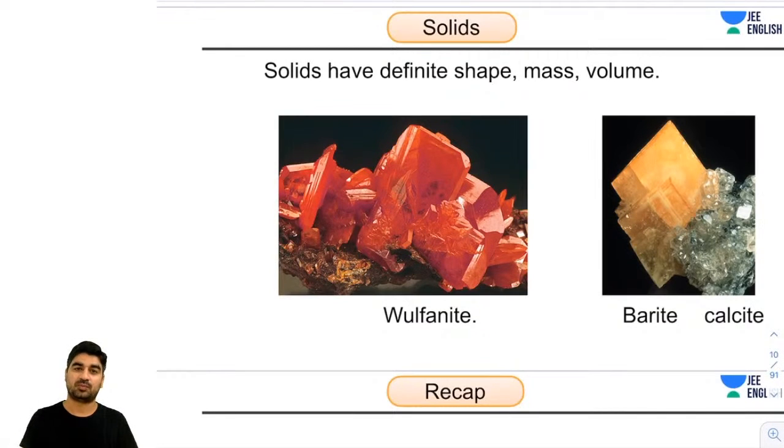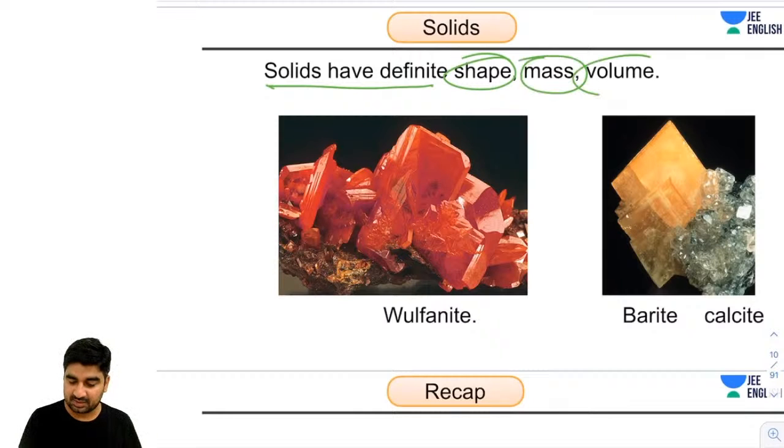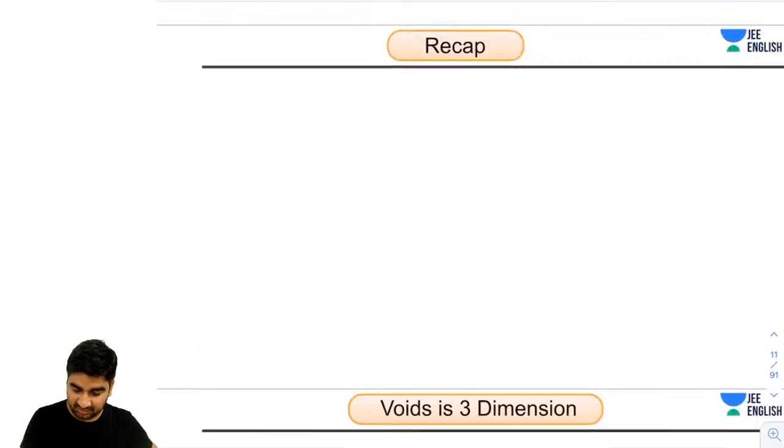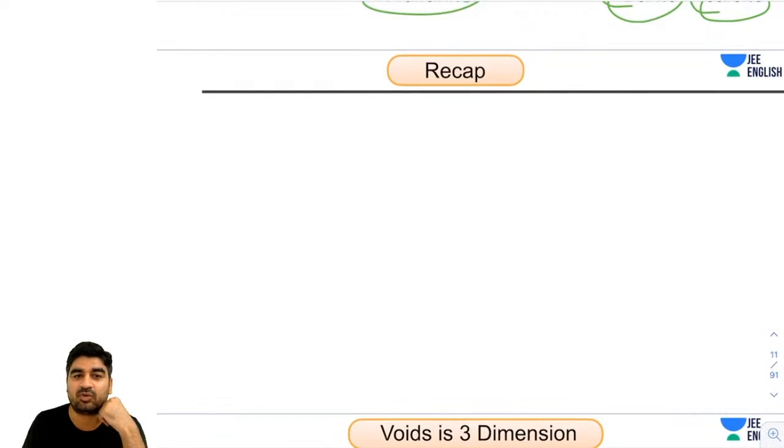Now I have told you what are solids. Solids have definite shape, they have definite mass and definite volume. As you can see here, these are the examples of solids. This is wolfenite, this is barite, this is calcite, right? Yes, Matthew, you can revise 11th class from the playlist. So guys, here let me give you a brief recap of what we have done.